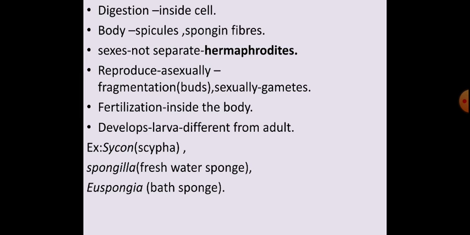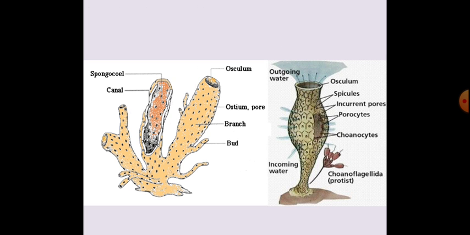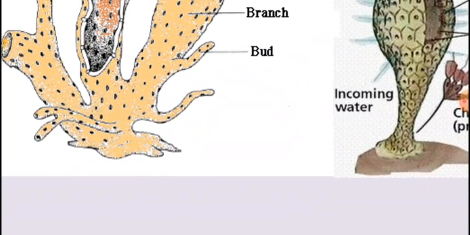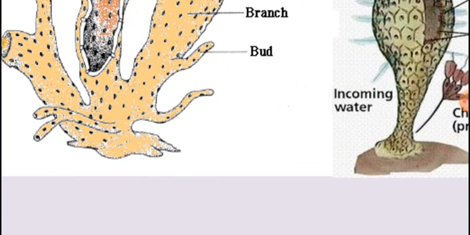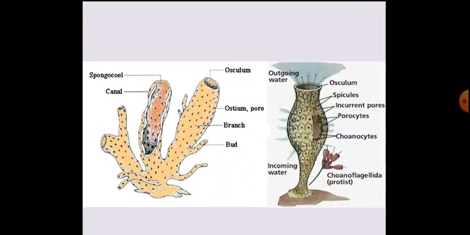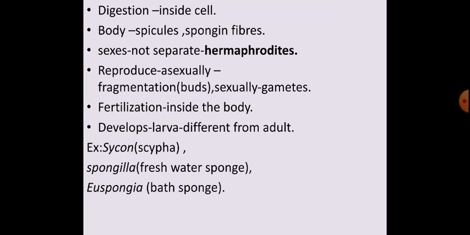So how does asexual reproduction happen? They reproduce asexually by fragmentation, that is developing buds. You can see the bud in this diagram. This is one mode of reproduction. See the bud of sponges. Asexual reproduction is by the formation of a bud, and sexual reproduction is by the formation of gametes. Male and female sex organs will produce gametes. They fuse together and produce the young one.